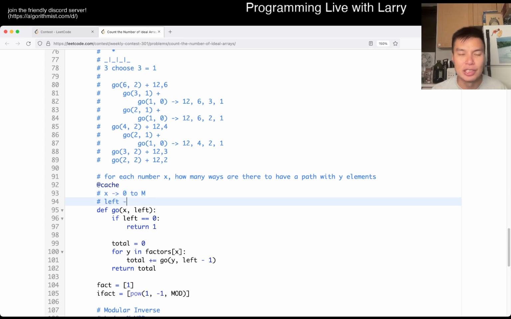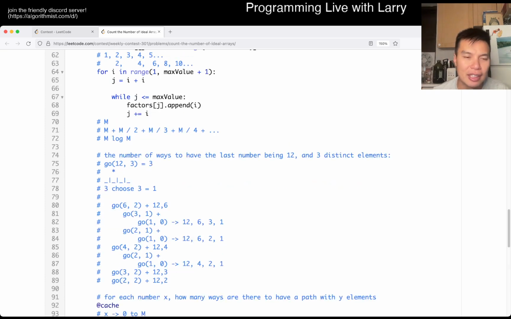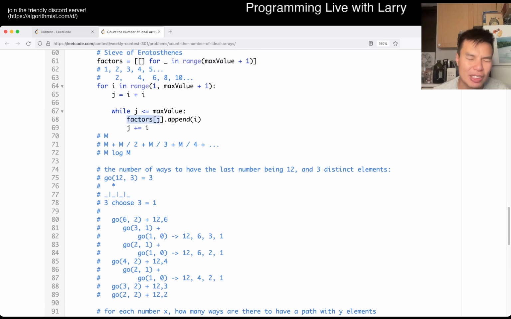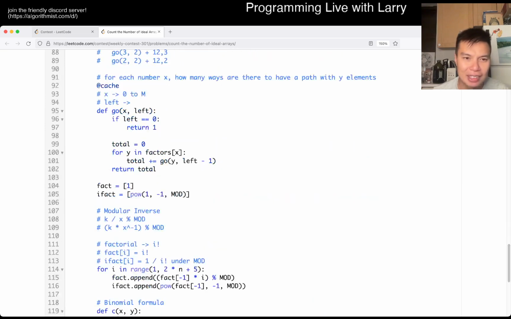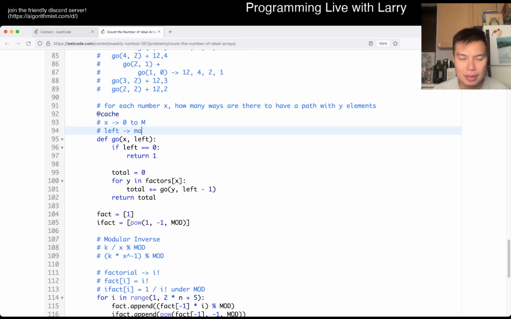Left can be, so this is the part that I didn't put together. I didn't know how many numbers there are, or I didn't think about it explicitly. In the past I would have, but here I did not. And here left can be, I did a loop, I took a max of all the factors, and the max factors is actually 60 something.